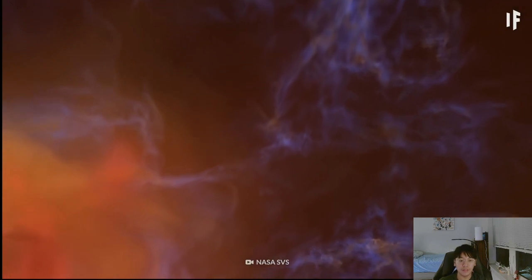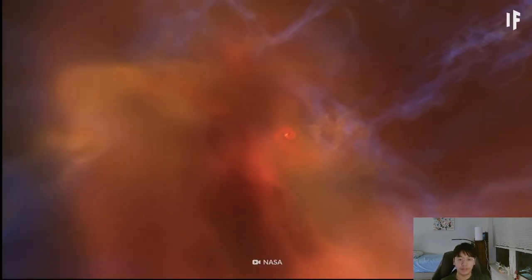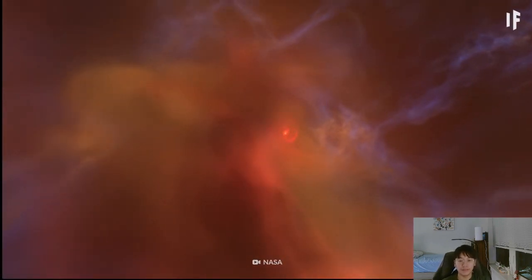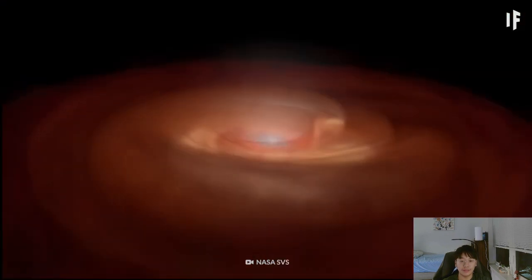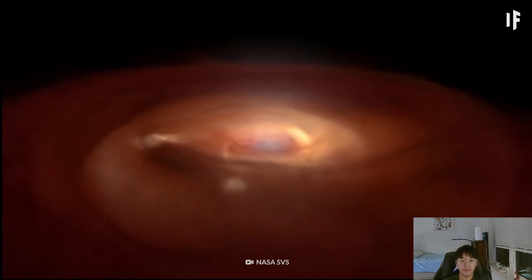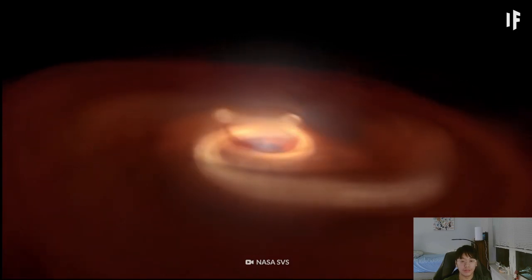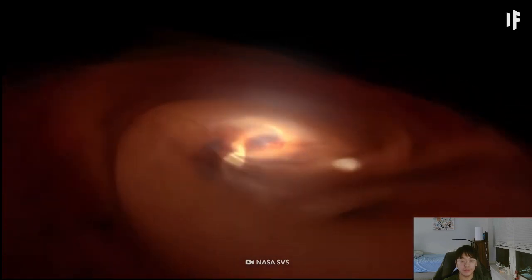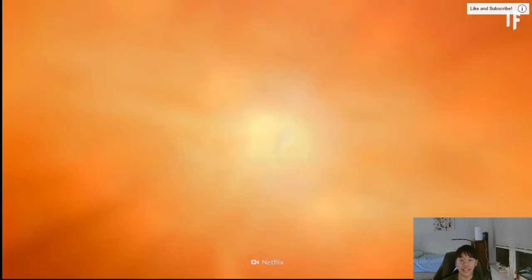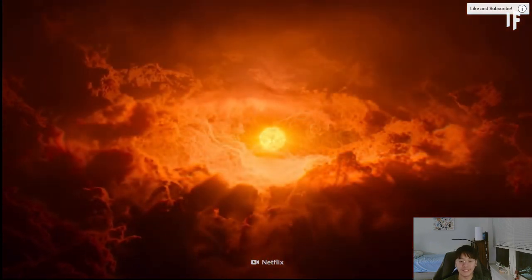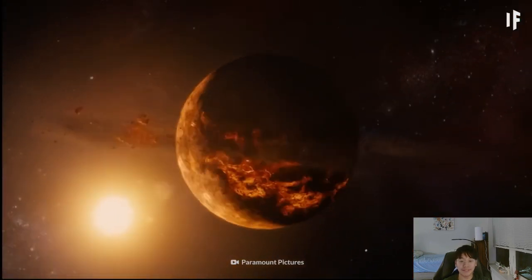Some 4.5 billion years ago, our solar system began to emerge out of a dense cloud of interstellar gas and dust. This cloud collapsed into a swirling disk of matter that got hotter and hotter until hydrogen fused into helium. And our sun was born. And baby Earth was on its way too.